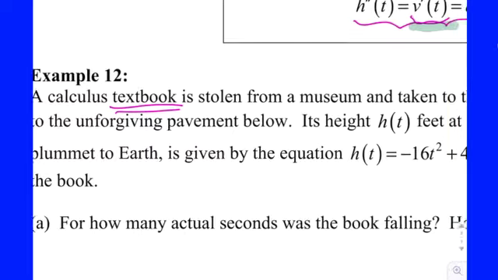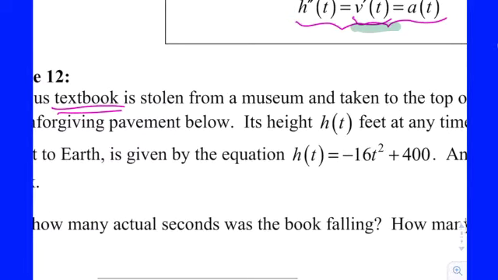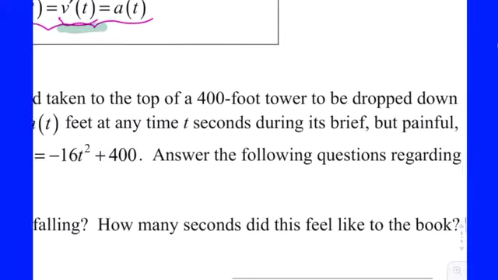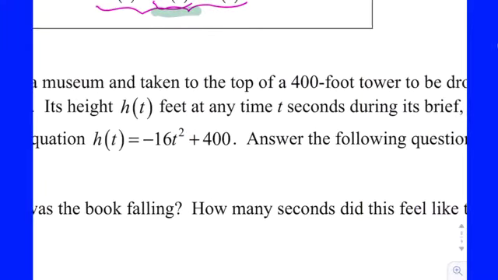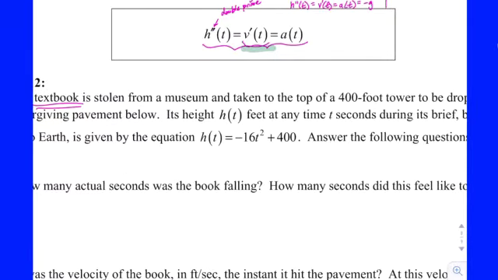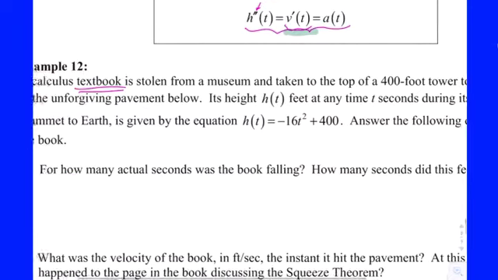And it was stolen from a museum. There you go. And taken to the top of a 400-foot tower with the sole purpose of being dropped down to the unforgiving pavement below. Okay? So this was known to happen in the past. Students would be frustrated with calculus, and they would take out their anger on the textbook, and it gave them some kind of catharsis or some kind of relief. Unfair to the textbook, of course, right?